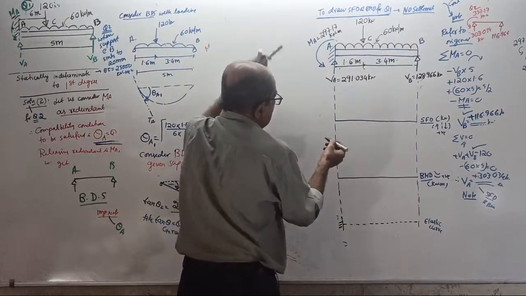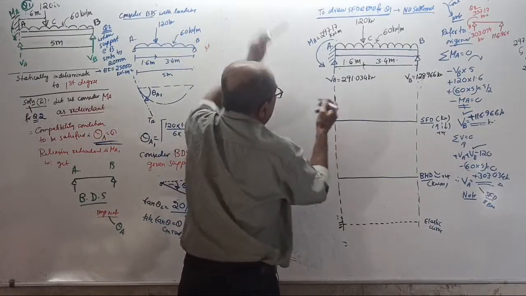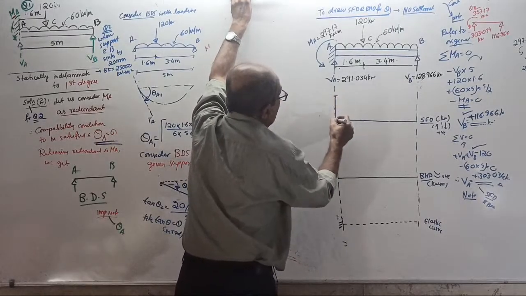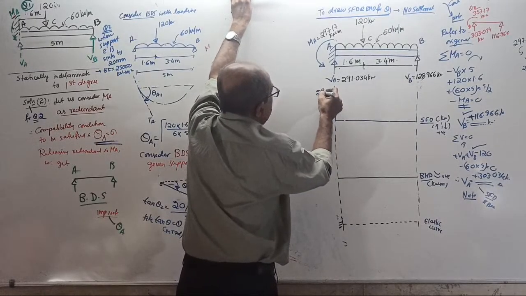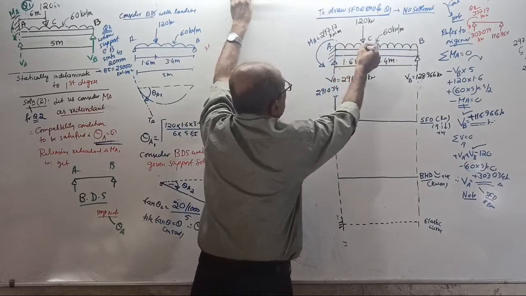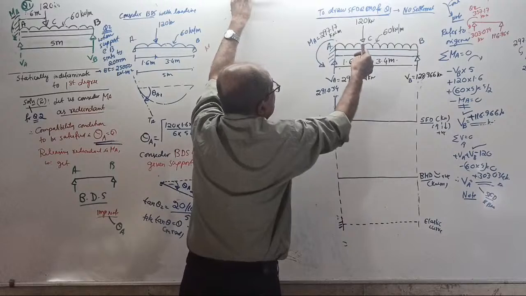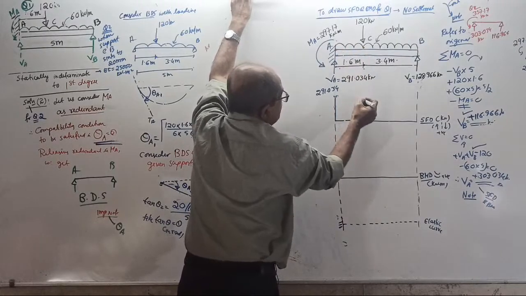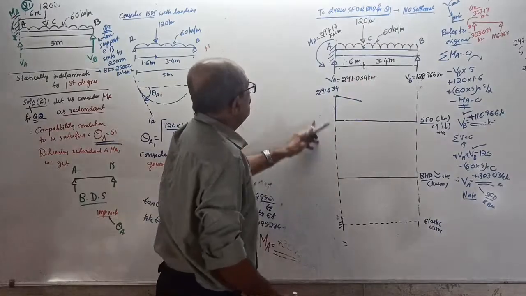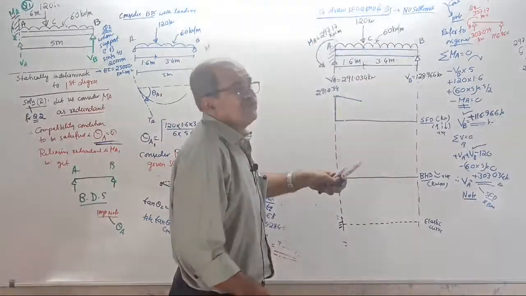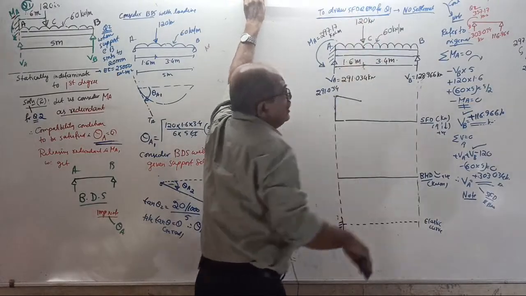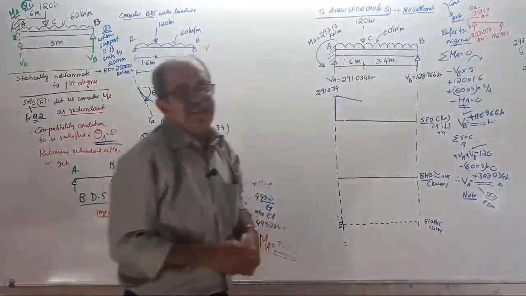Now, SFD-BMD. Go up by, I want black color. Here, go up by how much? 291.034. From here to here, come down by 60 into 1.6. Tell me, when you reach here, what is the value? You go up by 291.034. From here to here, come down by 60 into 1.6. Tell me the ordinate there.